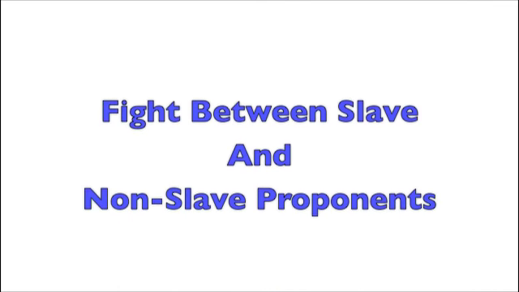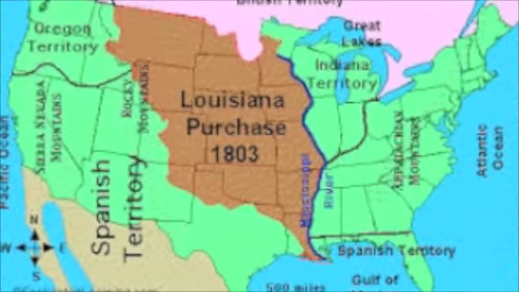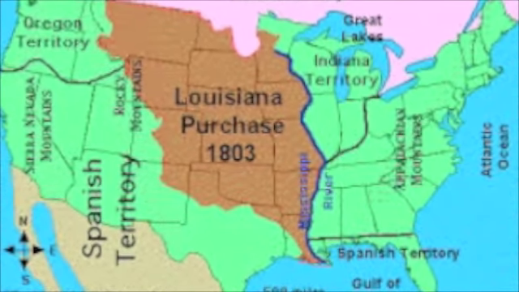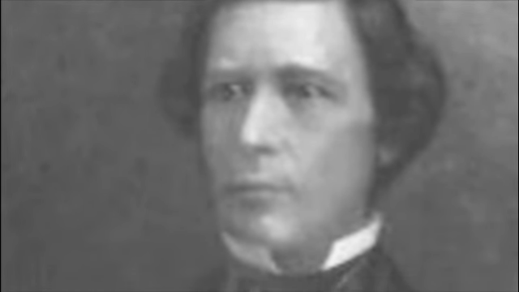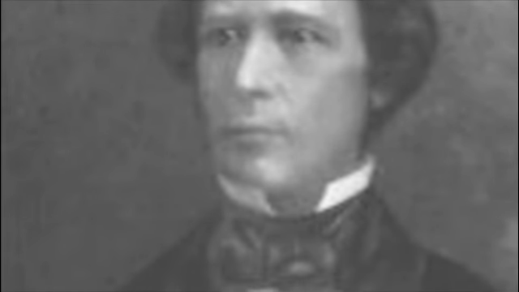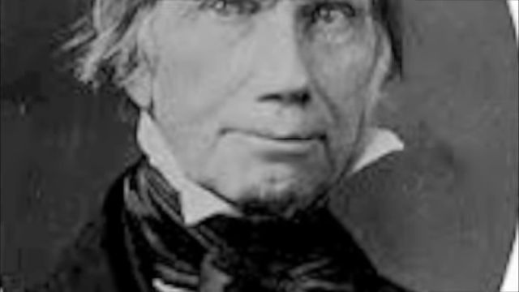Fight between slave and non-slave proponents. With land gained from the Louisiana Purchase and later with the Mexican War, the question arose of whether new states admitted to the Union would be slave or free. The Missouri Compromise, passed in 1820, made a rule that prohibited slavery in states from the former Louisiana Purchase. Also, David Wilmot proposed the Wilmot Proviso in 1846, which would ban slavery in the new lands, but was shot down after much debate. The Compromise of 1850 was created by Henry Clay and others to deal with the balance between slave and free states.